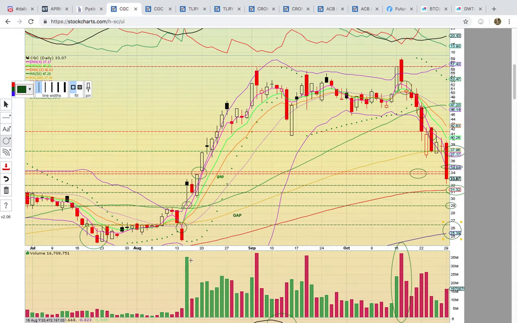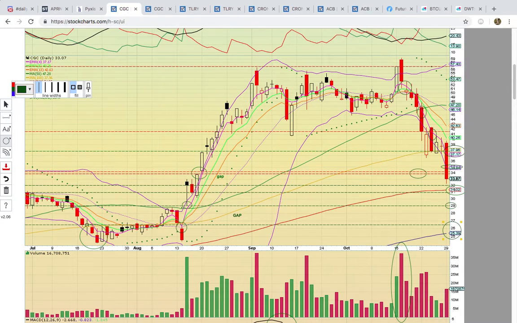There was a gap back here in August between the high of day on this candle and the low of day on the 20th, and that gap did fill with the red candle. You can see that the drop below 34 filled the gap. Now the next target below would be the 200-day simple moving average here at 31.32. Look for a technical bounce off that level.